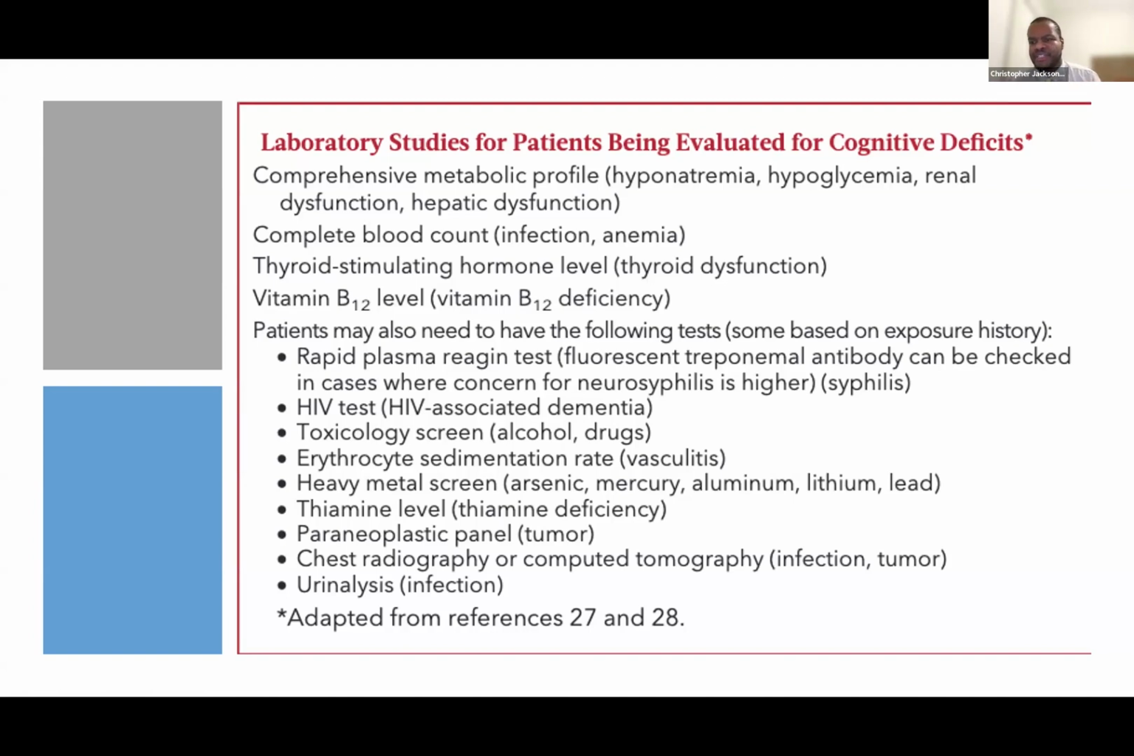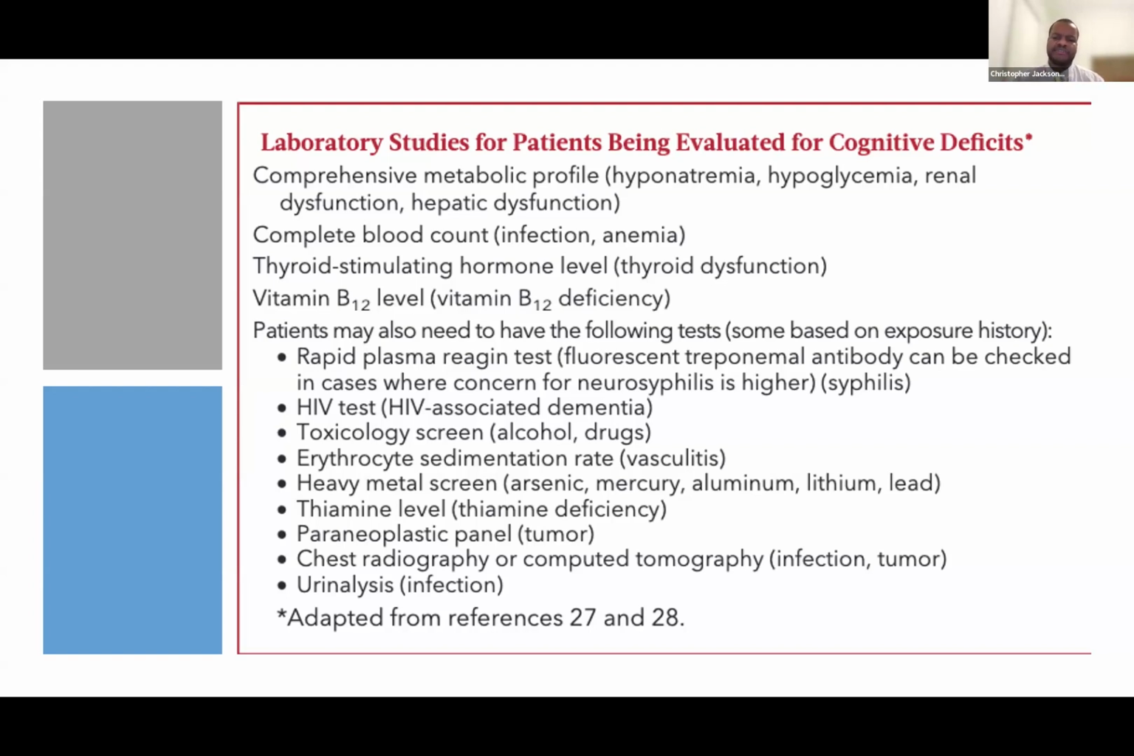For example, an HIV test. HIV-associated dementia, again, would have to have a relevant exposure history. And again, this is going to be somebody whose CD4 count is pretty low, their viral load is extraordinarily high, they may or may not have been on treatment. RPR, again, relevant exposure history, maybe or maybe not treated in the past.